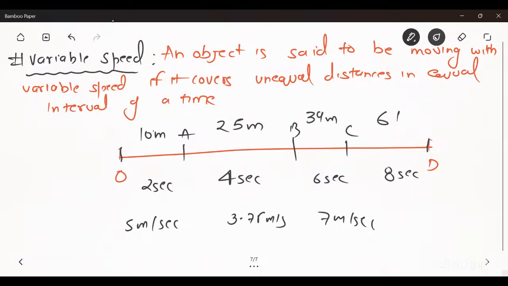And from C to D, the distance from O to D is 61 meter. So the distance from C to D will be 61 minus 39. That is 21 meter upon 2 seconds. So that was 10.5 meter per second. So if you see here, it covers unequal distances in equal intervals of time. So we will get different values of speed. So that is known as your variable speed.